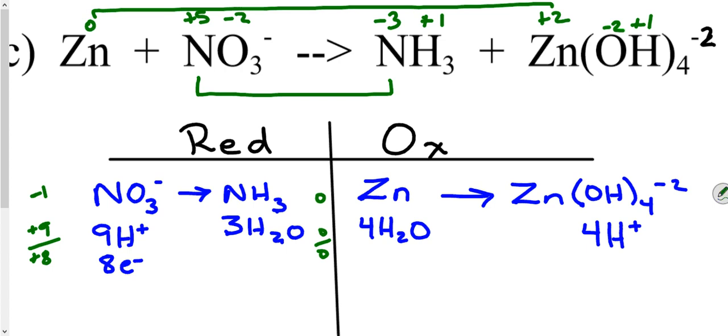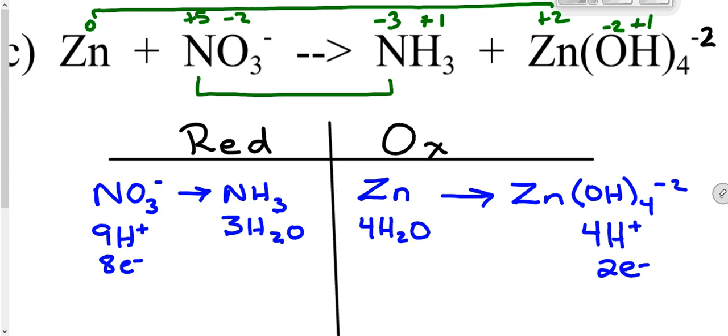Taking a look at the oxidation half reaction, zinc has no charge, nor does water, so we're at zero charge on the reactant side. On the product side, we've got 2 minuses in charge on the zinc hydroxide and 4 pluses in charge from the protons, which gives me a total charge of +2. So I'm going to need to add 2 electrons to the product side in order to make sure that the charge there also balances.